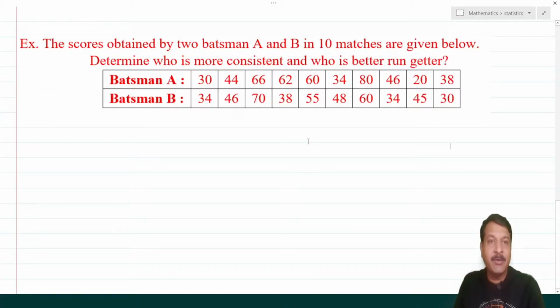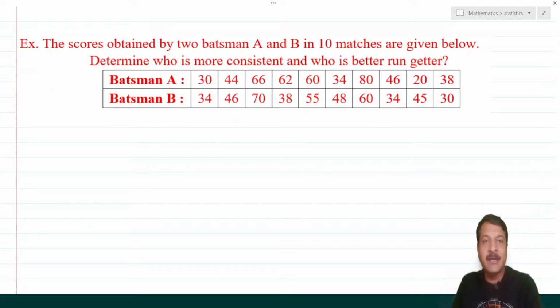Consider one example on standard deviation. The scores obtained by two batsmen A and B in 10 matches are given below. Determine who is more consistent and who is the better run getter. Here are batsman A and batsman B, and these are the runs. This table is given there. So what we want to determine here is the consistency of batsman A and batsman B.